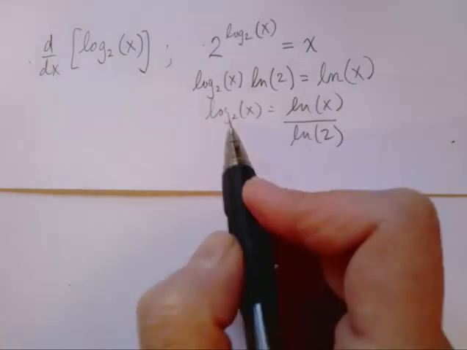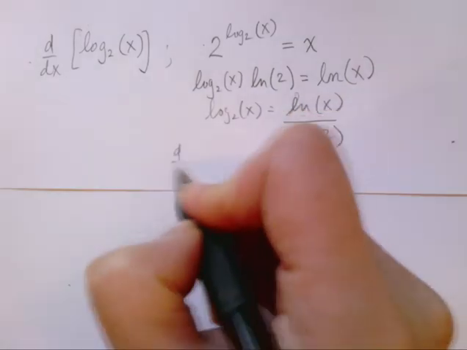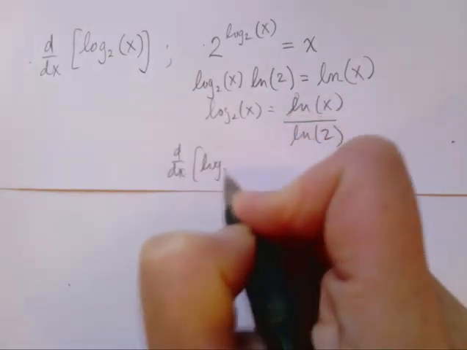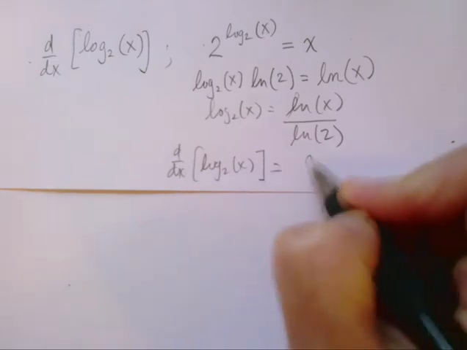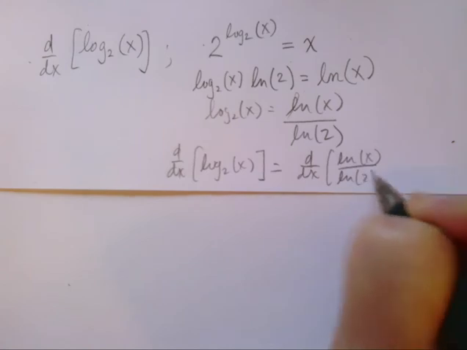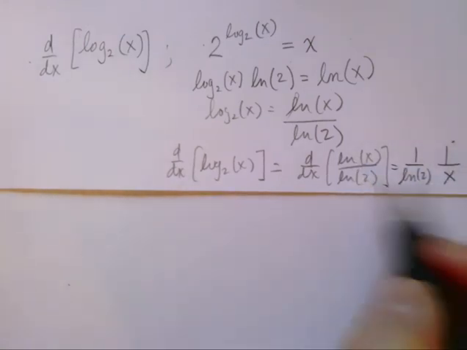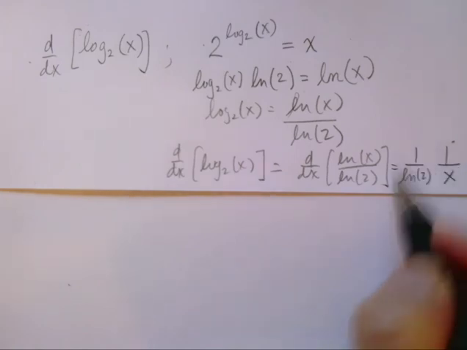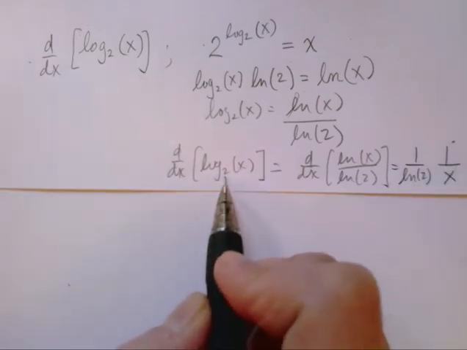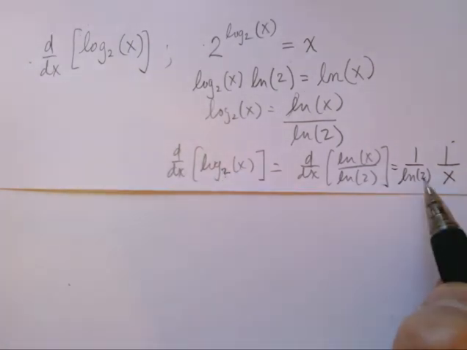Okay. Therefore, if I differentiate this, I'm just differentiating this, where ln of 2 is just a constant, so I pull it out. And the derivative of ln of x is just 1 over x. So that's the derivative of log base 2. And of course, you can substitute any number you want here for 2.